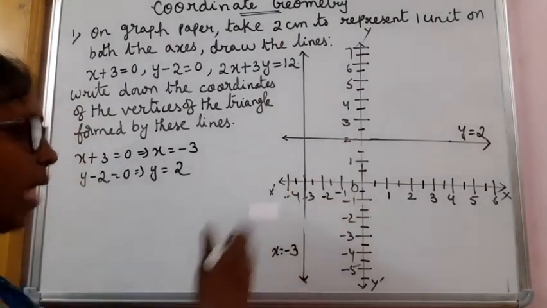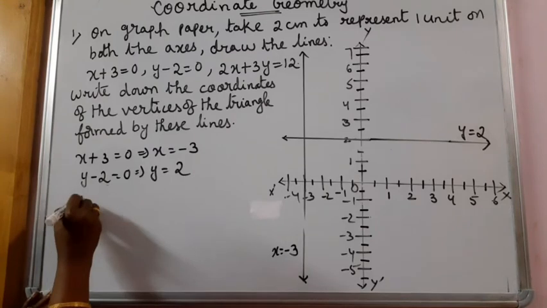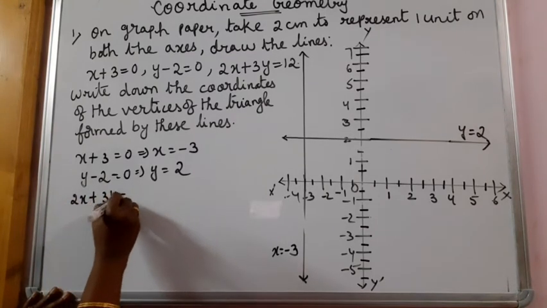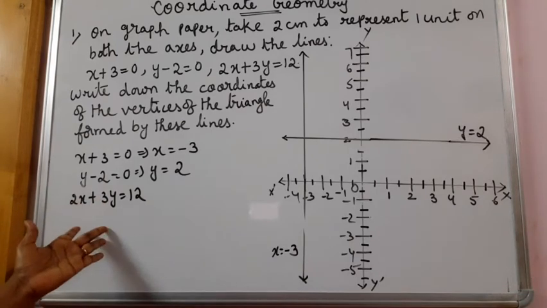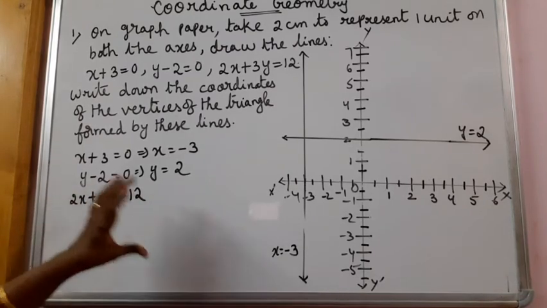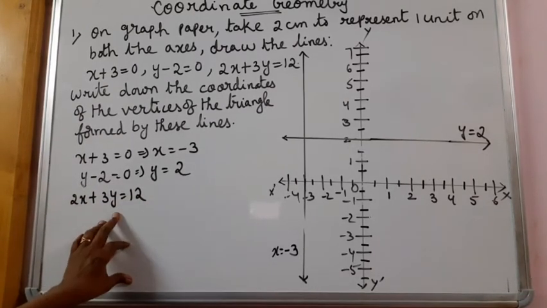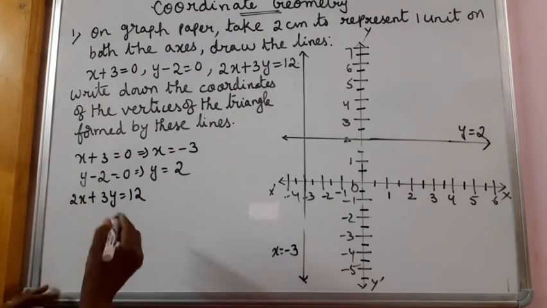So these are the 2 lines already I have drawn. The third line is 2x plus 3y is equal to 12. Here we have to take the values of x and y, either x in terms of y or y in terms of x, we have to convert. We have to frame a table, find the coordinates, take the values of x and y and plot the points.